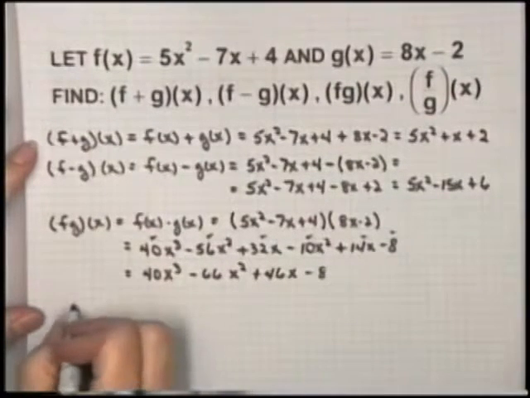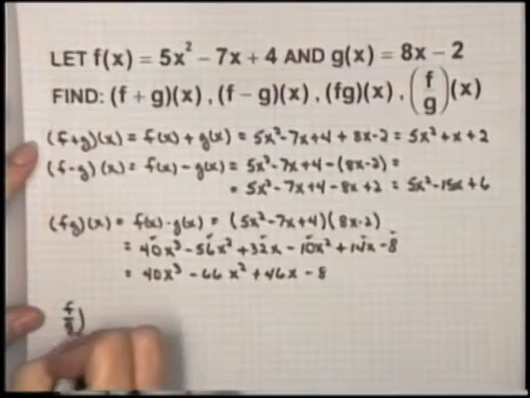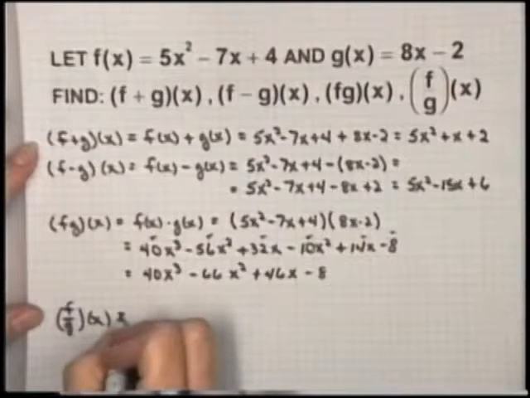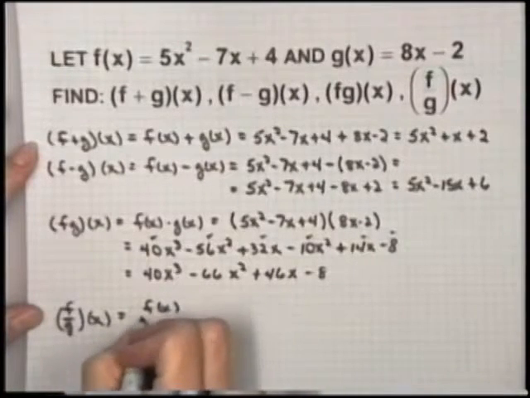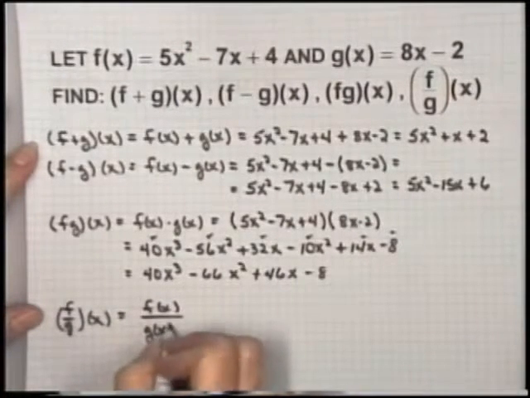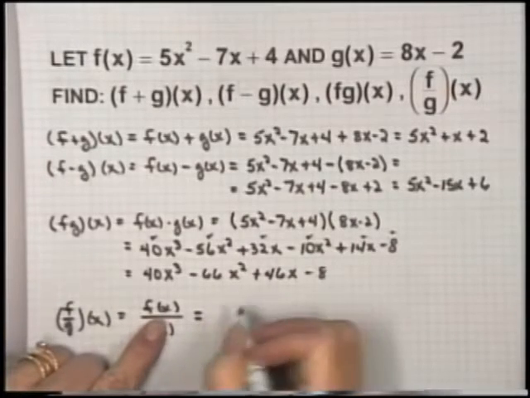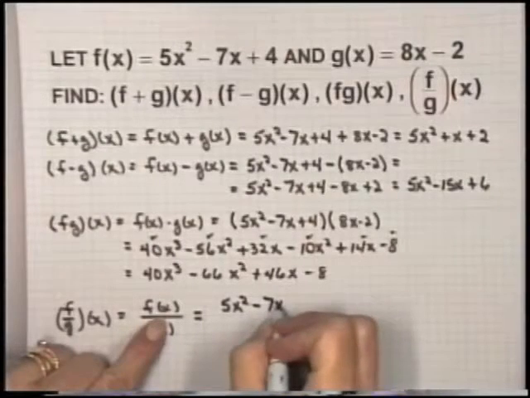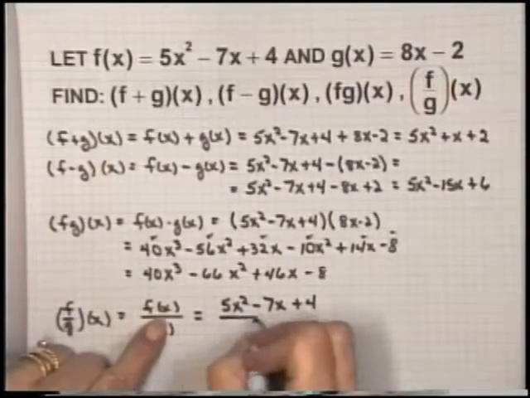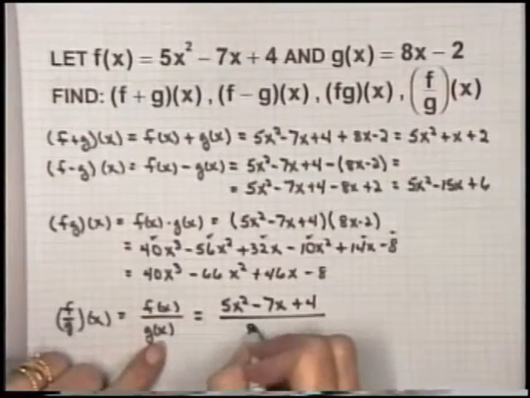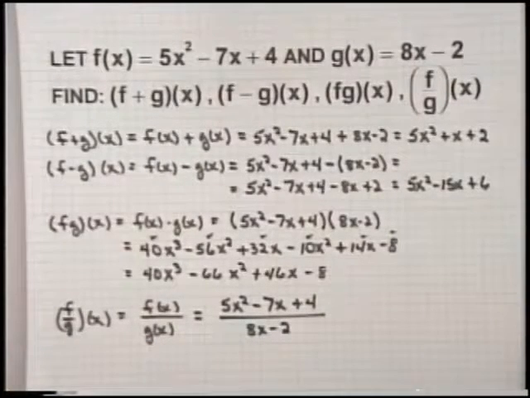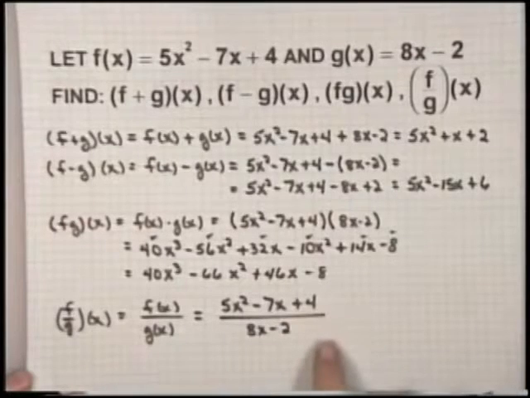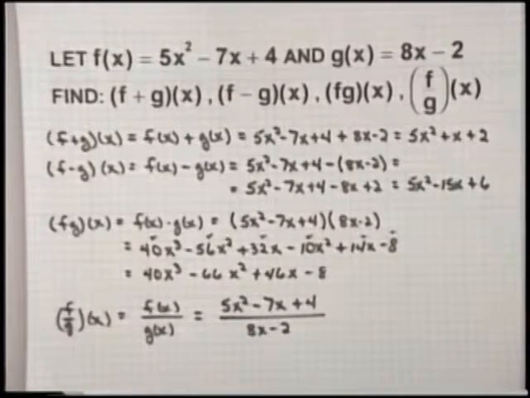Finally, we want to do the quotient f over g of x. By definition, this is f of x divided by g of x. So replacing f of x, I have 5x squared minus 7x plus 4, and g of x is 8x minus 2. Now, you will want to look at this and be sure that you cannot reduce. This particular fraction will not reduce.